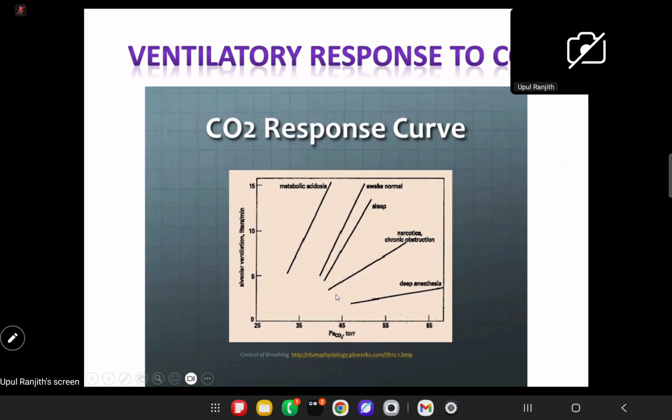The fourth line is the narcotics and the chronic obstruction. That is called chronic obstructive pulmonary disease. So the ventilatory response to carbon dioxide is reduced. Then deep anesthesia, it is very much depressed. The ventilatory response to carbon dioxide is very much depressed. So the lowermost line is the ventilatory response to carbon dioxide under deep anesthesia.